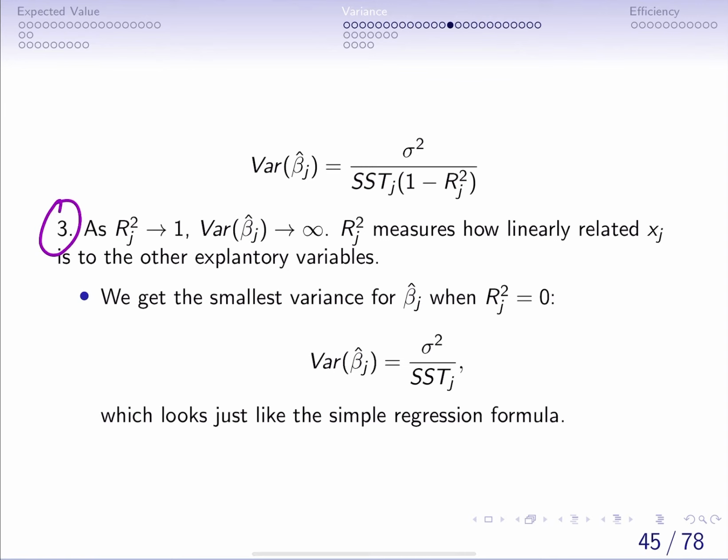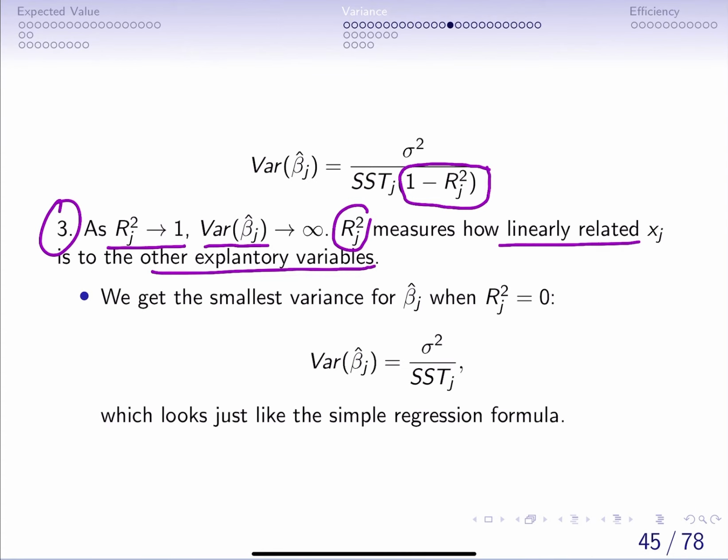And the third factor that affects the variance of our estimator is R squared j. So as R squared j approaches 1, the variance of beta hat j tends to infinity. Okay, so remember that R squared j is measuring how linearly dependent xj is on the other explanatory variables, right? So it has nothing to do with y. It's all measuring the strength of the relationship between the different x's.